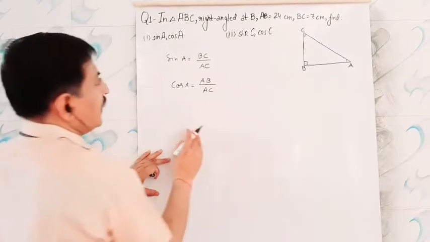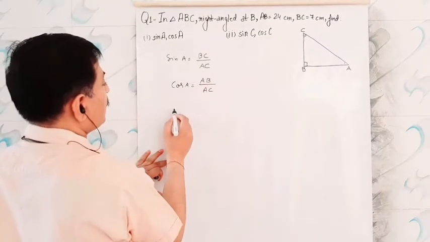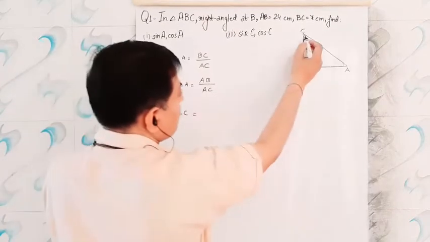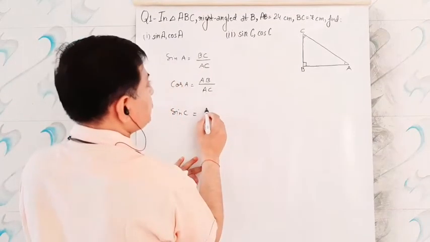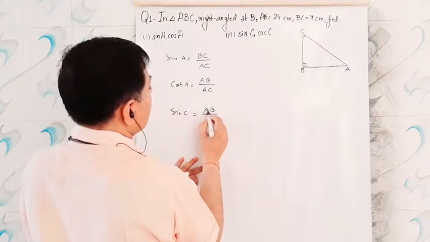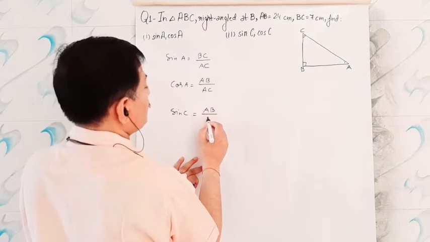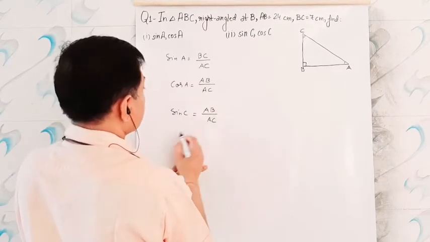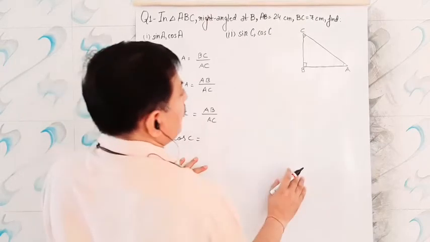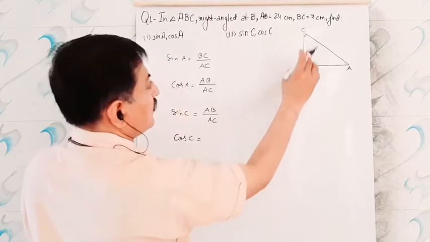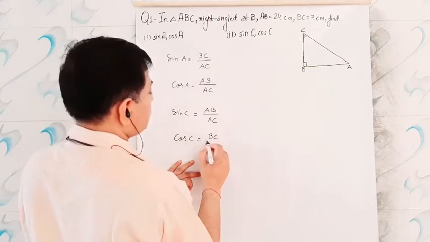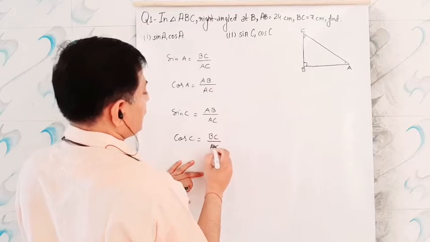Next is the second part of the question, sin C it is asking. When you are taking angle C, AB will be the perpendicular. You know that sin theta equals perpendicular upon hypotenuse, so AB upon AC will be there. And cos C, if you are taking the angle C, BC will be the base, and that will be BC upon AC.